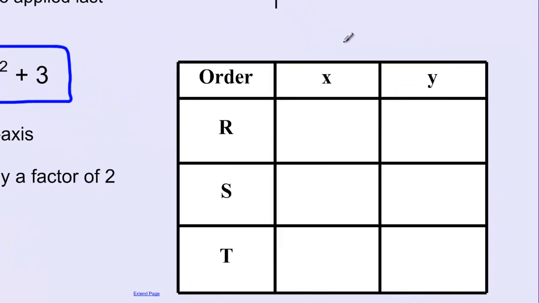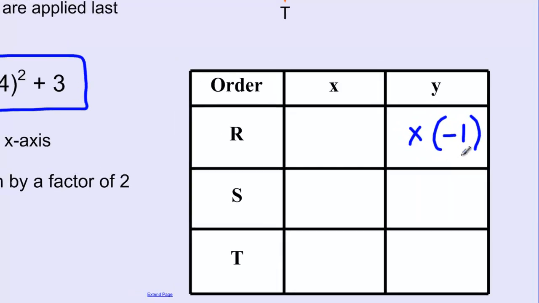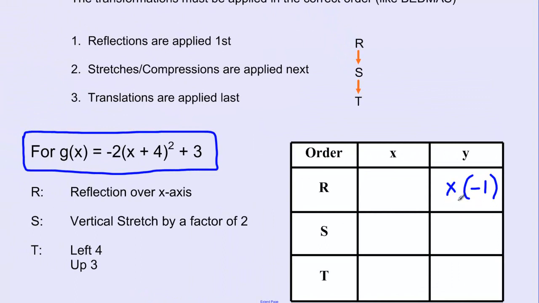So what did we do there? We basically took the y value and multiplied it by negative 1. So because that's the operation I did, I'm going to put that in the box: multiply by negative 1. This is going to tell me that any of my y values are going to need to be multiplied by negative 1 to reflect the reflection in my transformations.